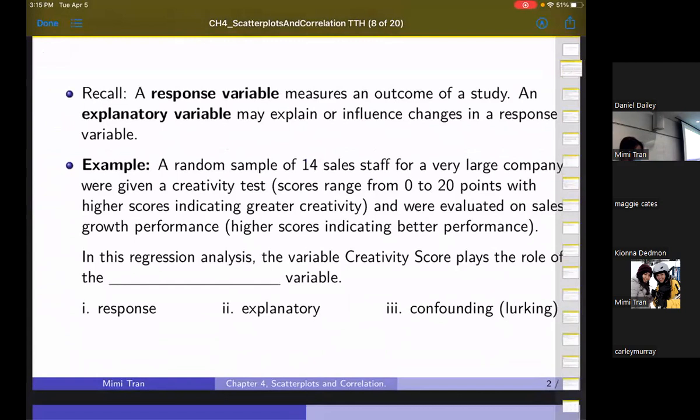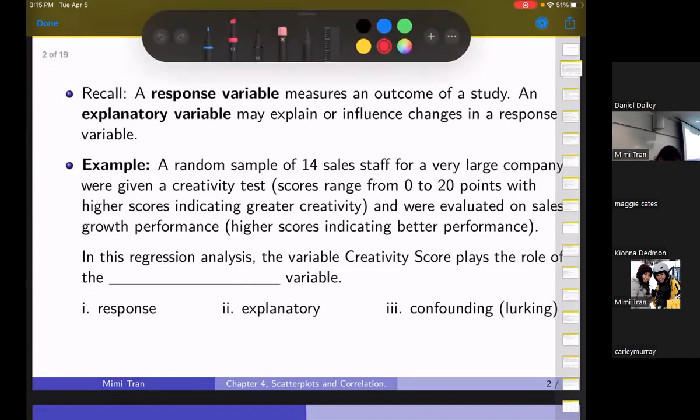A random sample of 14 sales staff for a very large company was given a creativity test. Scores range from 0 to 20 points, with higher scores indicating greater creativity, and were evaluated on sales growth performance. Higher scores indicated better performance. So in this regression analysis, that's chapter 5. If you don't understand that word, you don't have to worry about that now.